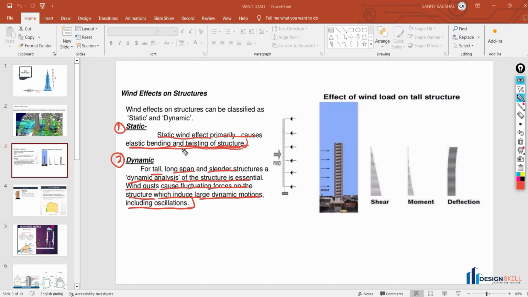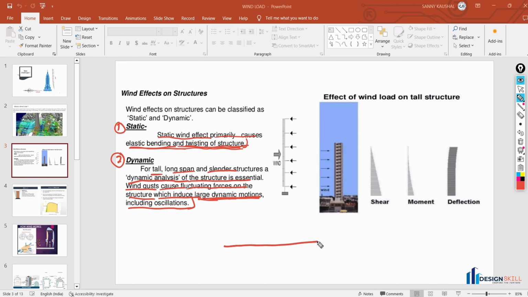So the static one was only causing the elastic bending and twisting of the structures, but the dynamic one is creating large dynamic motions, and that is creating oscillations of the structures also. What do oscillations mean here?